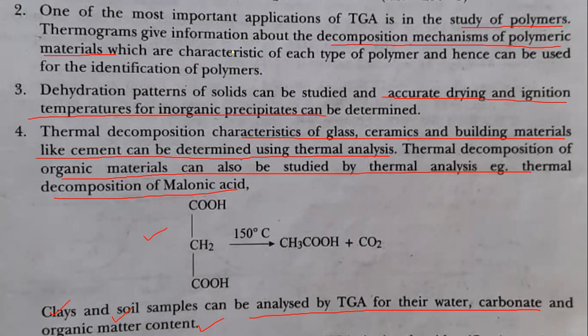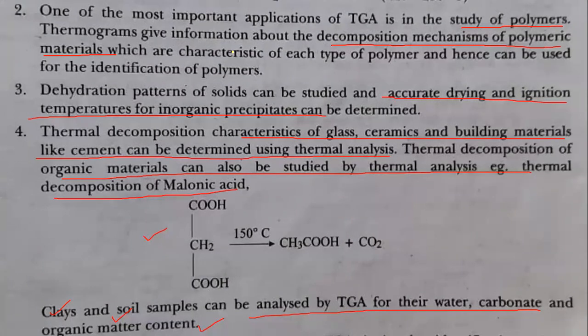The decomposition mechanism of polymeric material can be studied with the help of the TGA curve. The dehydration pattern of a solid can also be studied, and the accurate drying temperature for inorganic precipitates is also possible to determine. The thermal decomposition characteristics of glass, ceramics, and building materials like cement can be determined using thermal analysis. Thermal decomposition of organic material can also be studied by thermal analysis.